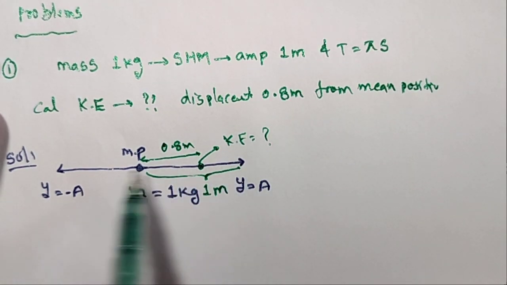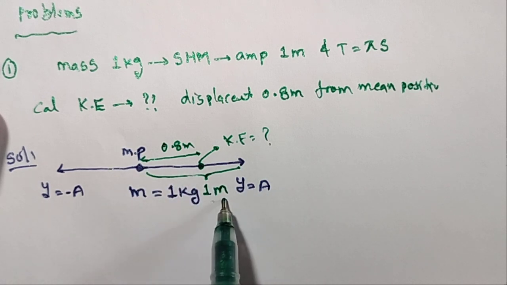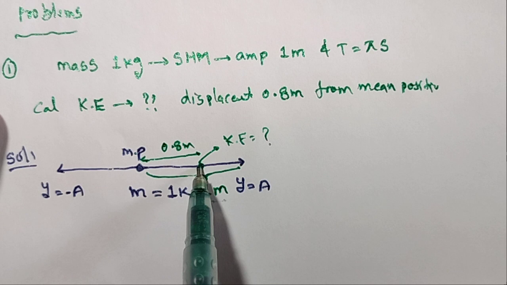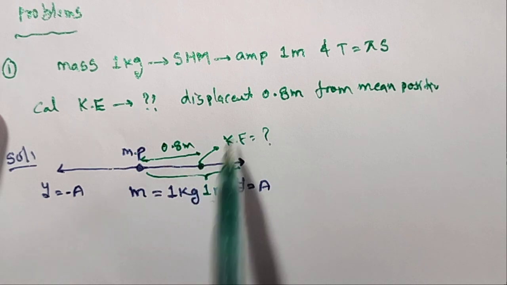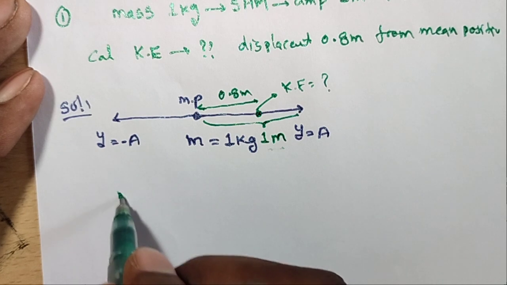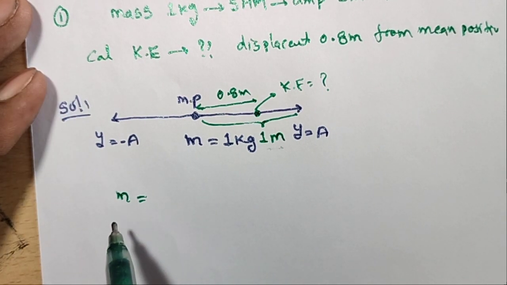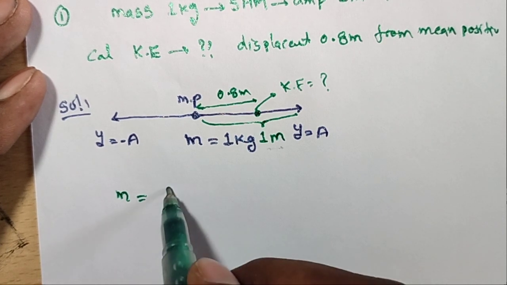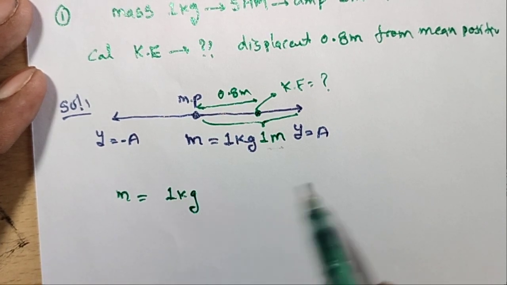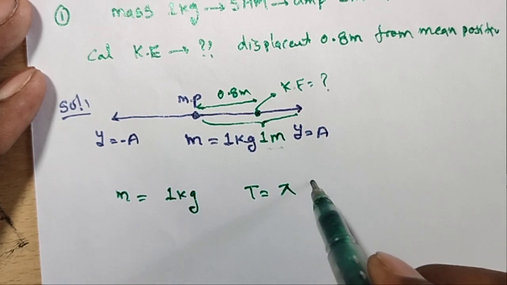The particle is oscillating. The amplitude is 1 meter, and at 0.8 meter, what is the kinetic energy? This is my question. First write what is given: m, the mass, is equal to 1 kg, and the time period T is equal to pi seconds.